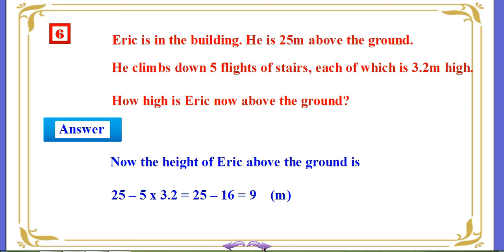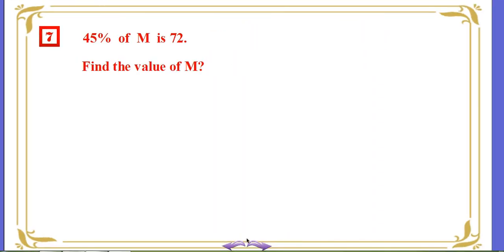We go to exercise 7. 45% of m is 72. Find the value of m. This is an exercise of finding a number. Given that the fractional value a over b of a number is m, to find that number, divide m by the fraction a over b.